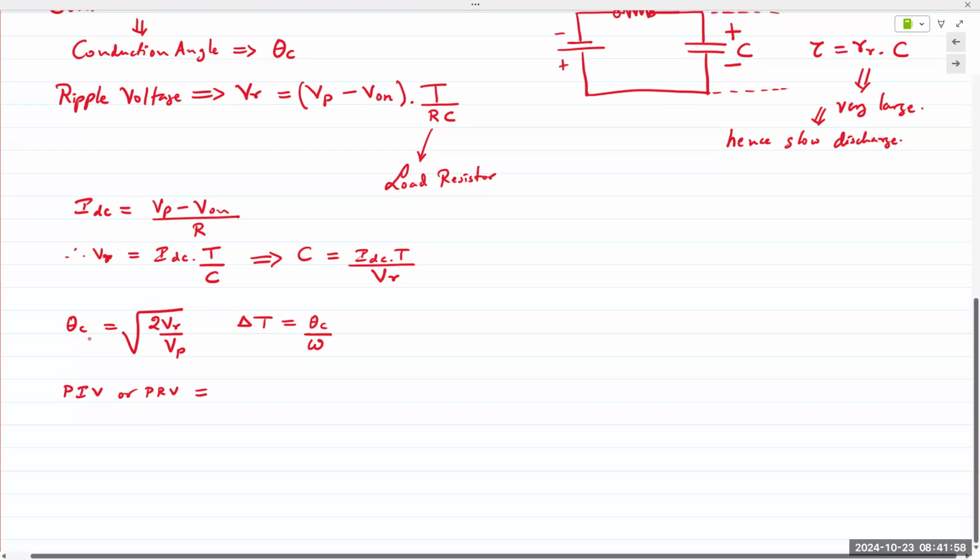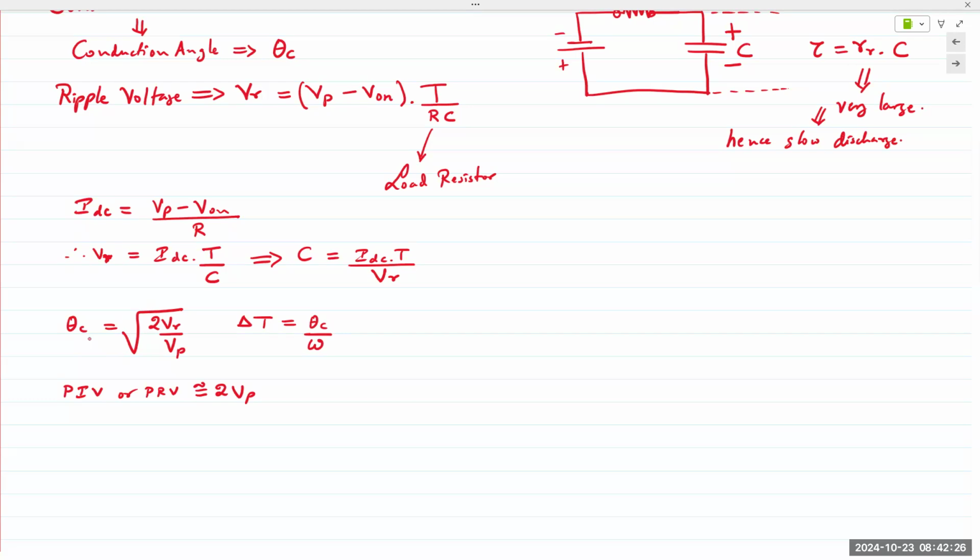Basically, how much voltage can the diode handle in reverse bias without breaking down, without entering the breakdown region? And it must be at least twice the peak value of the voltage. Okay, 2 times peak. So it must be approximately 2 times the peak value. Okay, so these are the terms in the equations of the half-wave rectifier.